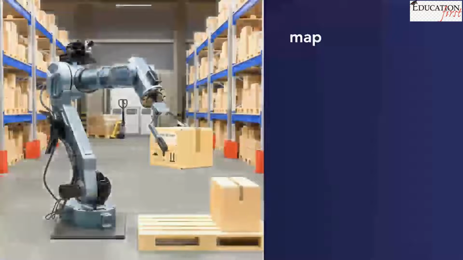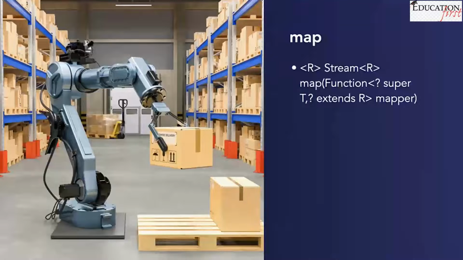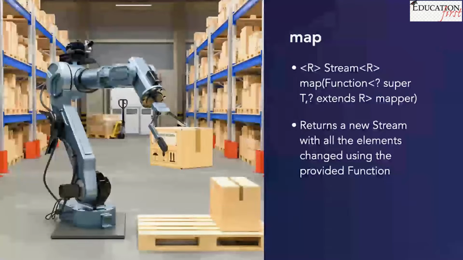Next, we're going to discuss map. Map also returns a stream. It is an intermediate operation, and we have to send in a built-in interface function implementation if we want to call it. We use map because it returns a new stream with all the elements changed using the provided function. So we use it to update the elements in our stream.